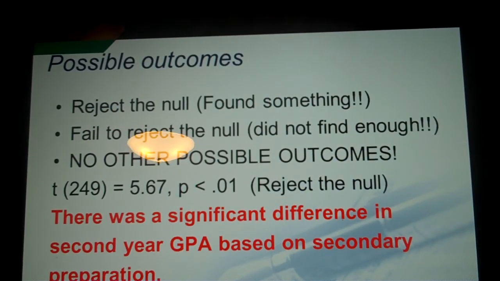And those are your only two possible outcomes. You reject the null or you fail to reject the null. There are no other possible outcomes. I gave you a sample of what t may look like right here.